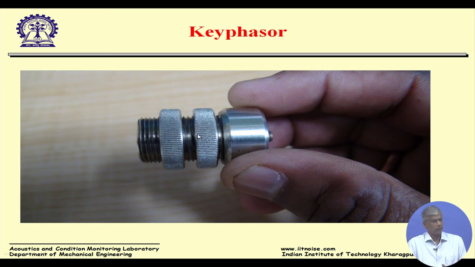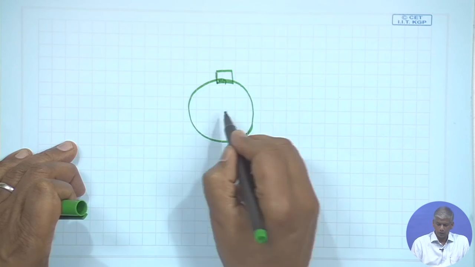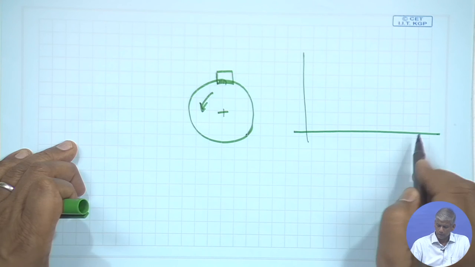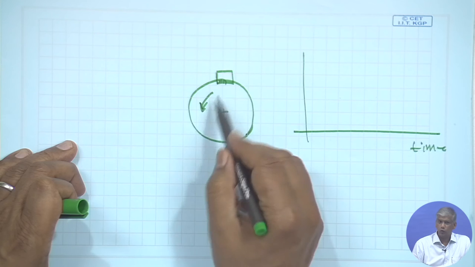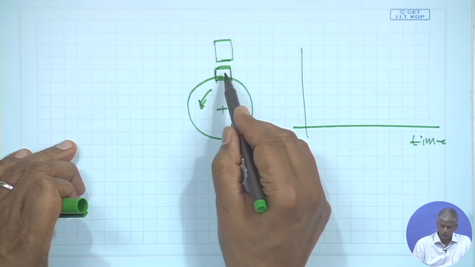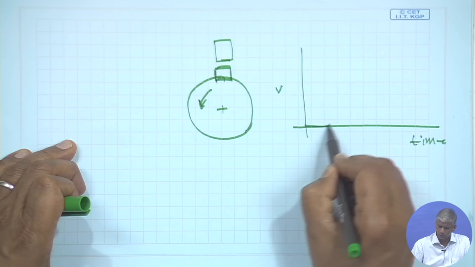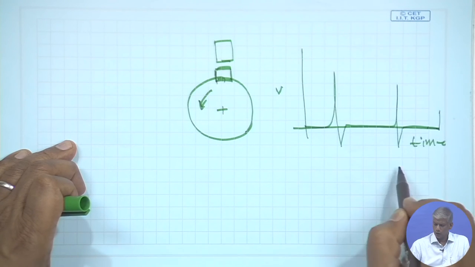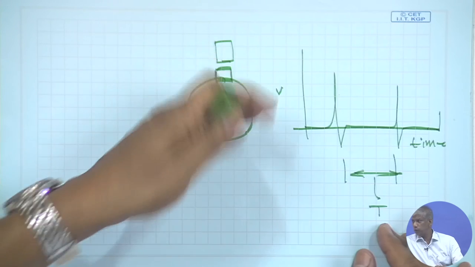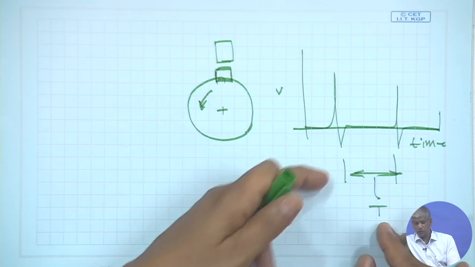This is a key phaser. It's nothing but a capacitive probe, or rather an inductive probe. Whenever you have a shaft which is rotating, many times you want to characterize a noise source, if it is going at a certain rotational speed, and the speed could be changing or constant. If I put this probe, and there is a keyway, then every rotation, when the keyway comes, this gap changes. So I'm going to get a voltage pulse. The spacing between these voltage pulses is the time period, and the inverse of that is the rotational speed. It's a very cheap way of measuring rotational speed, and the beauty of it is if your speeds were changing, you would get a trigger.